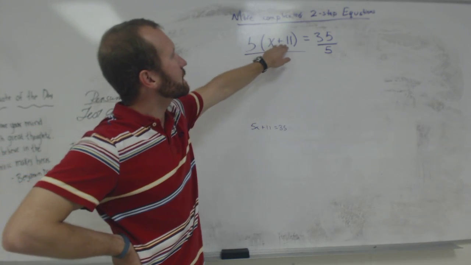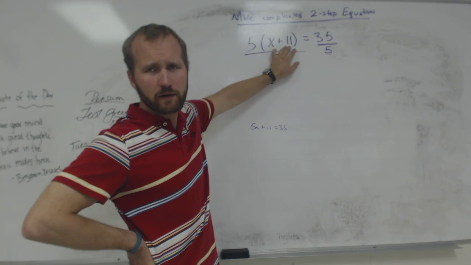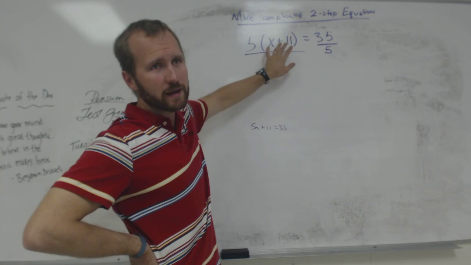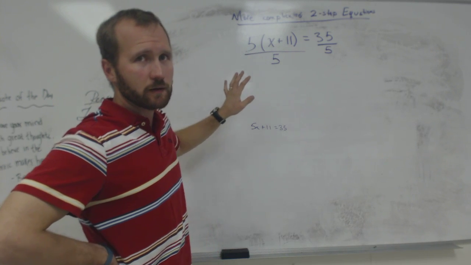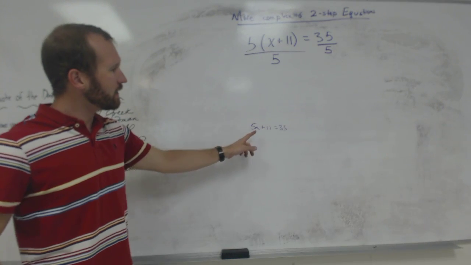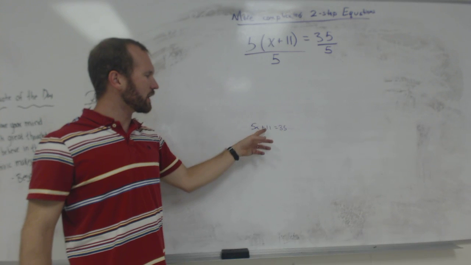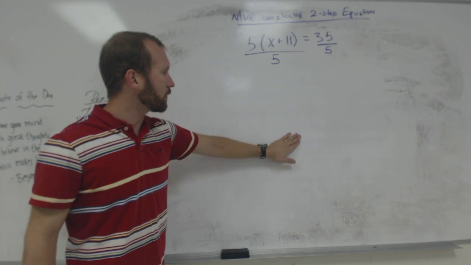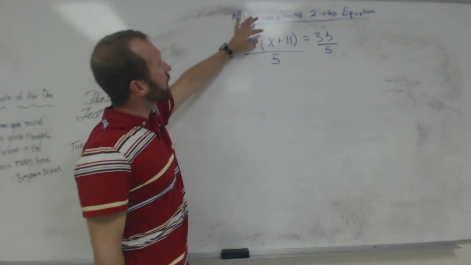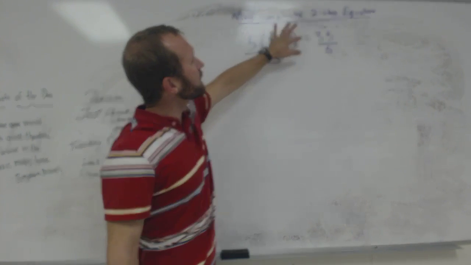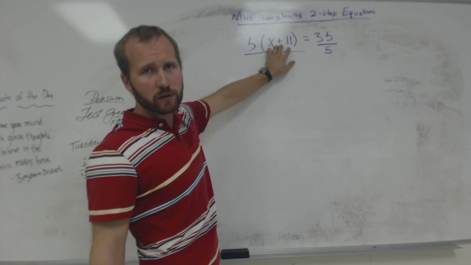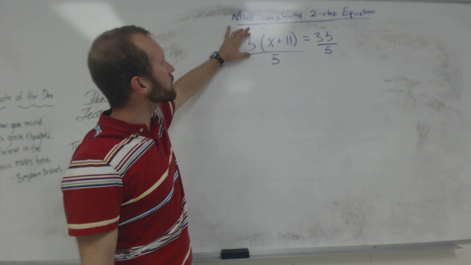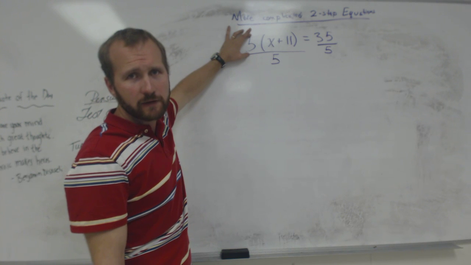When this is in parentheses, I have to wait to deal with it. You guys see that? Here, there are no parentheses, so I can just immediately get rid of that 11. This is not the problem we're doing. In the problem that we are doing, I have these parentheses surrounding my x plus 11. I have to first deal with everything that's outside of the parentheses. In this case, the 5.